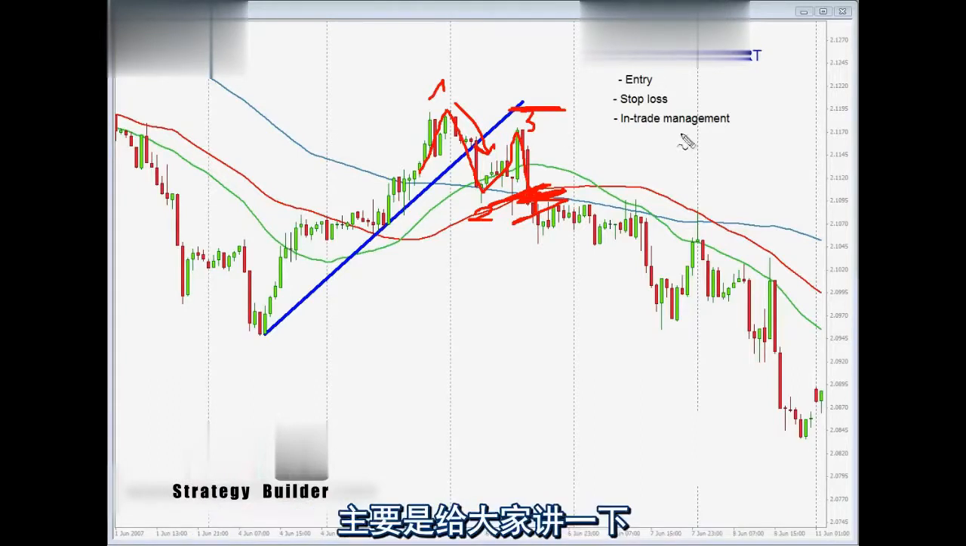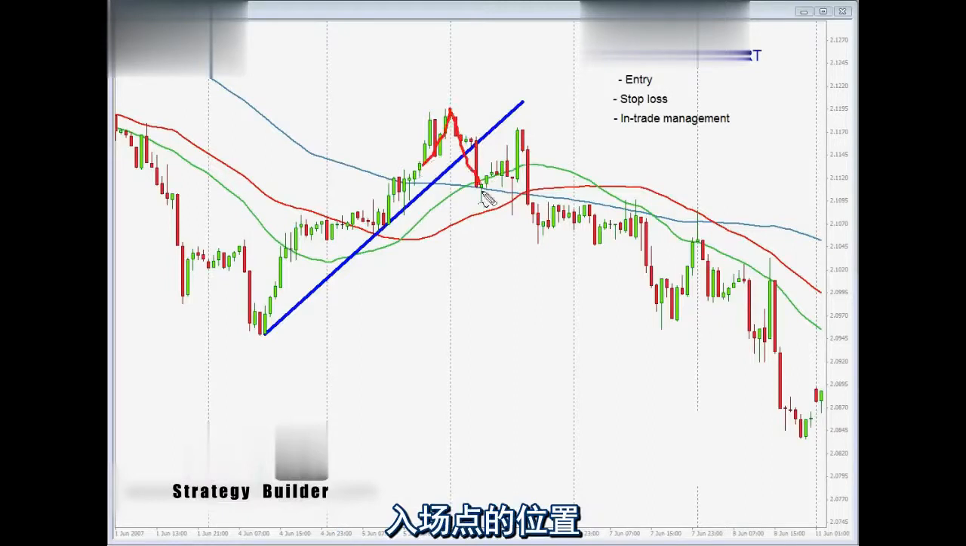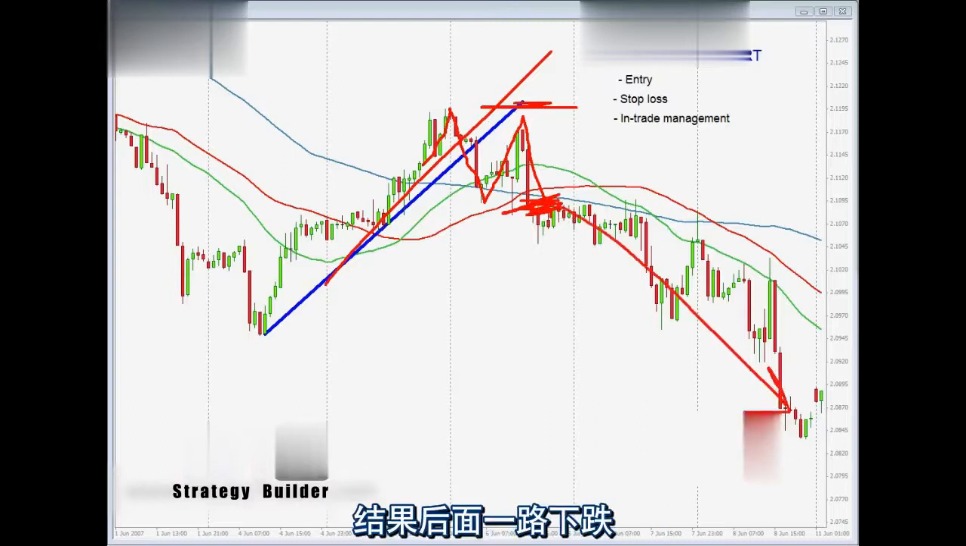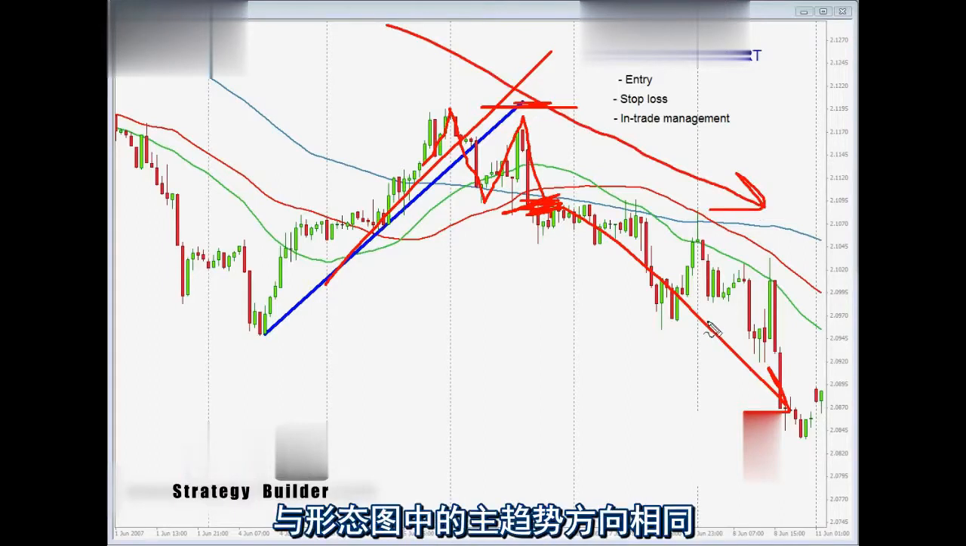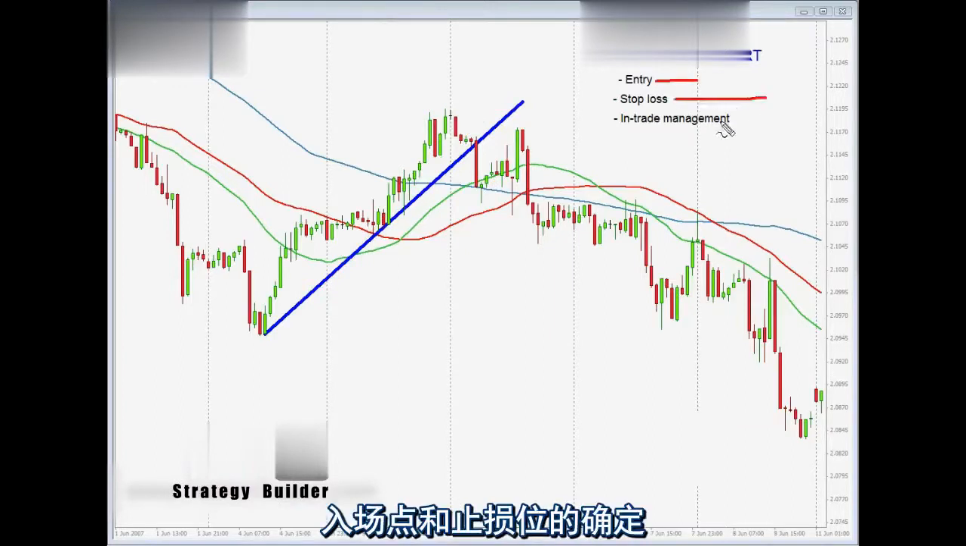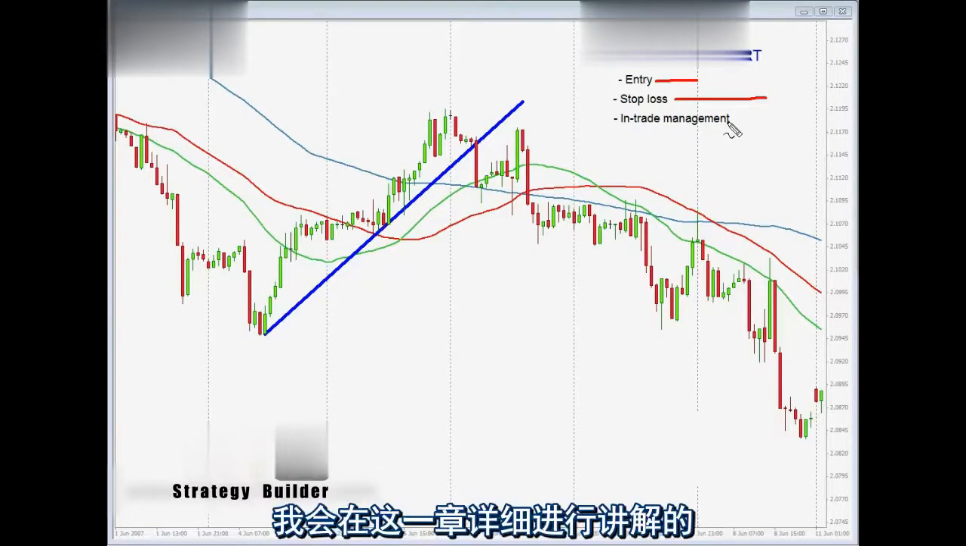Just to show you what the entry would have been. We have a 1, 2, 3 formation, trendline breakout. As we make new lows right there, that would have been our short entry, that would have been our stop loss, and bang, off it goes to the downside as expected, in the direction of the main trend in the setup chart. Anyway, that's for the entry and the stop loss. Don't you guys worry, you will learn all about that in their own respective chapters.